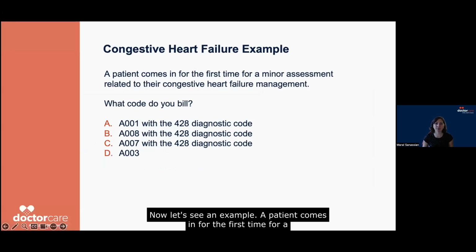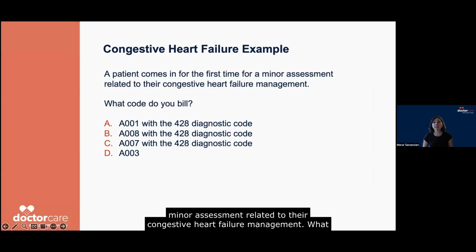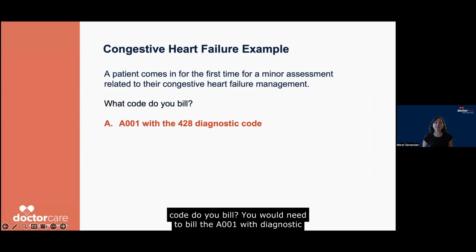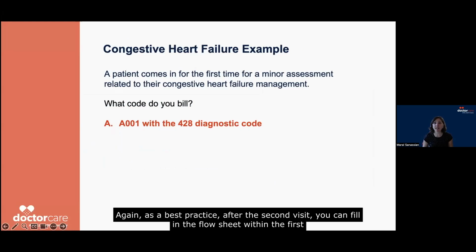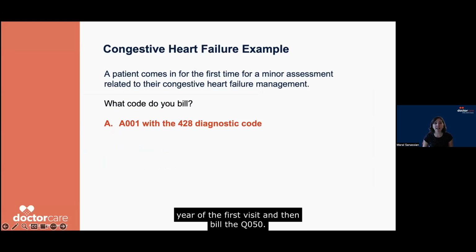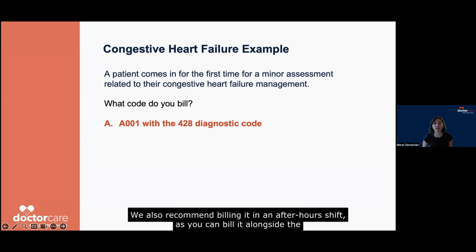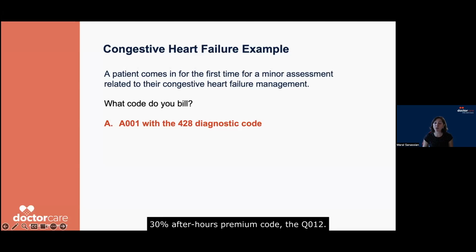Now, let's see an example. A patient comes in for the first time for a minor assessment related to their congestive heart failure management. What code do you bill? You would need to bill the A001 with diagnostic code 428 for the first time visit. Again, as a best practice, after the second visit, you can fill in the flow sheet within the first year of the first visit and then bill the Q050. We also recommend billing it in an after-hours shift, as you can bill it alongside the 30% after-hours premium code, the Q012.